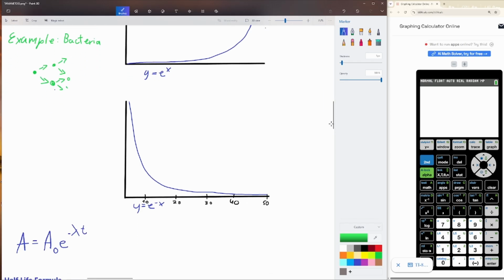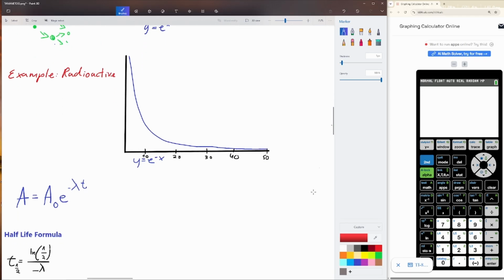However, if it's the opposite and your exponential function is decreasing, as you can see here is a minus, then this can be something like a radioactive material. Why? Because radioactive material usually decays. However, it doesn't have to be radioactive material. It just has to be material that decays. And you're given this function.